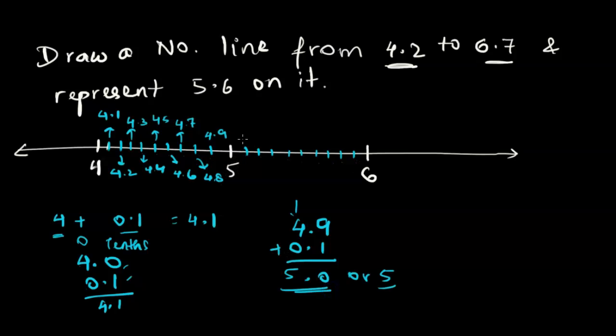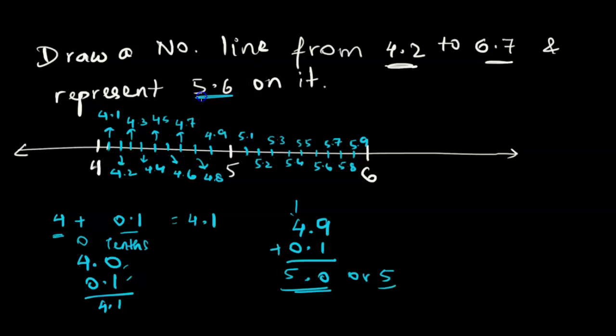Similarly, after 5 we count. This is 5.1, 5.2, 5.3, 5.4. You don't have to write up and down like this. It's because the space is a little congested. So just to avoid any confusion, I'm writing one number on top and the other line I'm marking at the bottom. But you can do everything on top or you can write everything at the bottom. It does not make a difference. So this one is 5.5, 5.6, 5.7, 5.8, and this is 5.9. When we add 0.1 to it, we get 6.